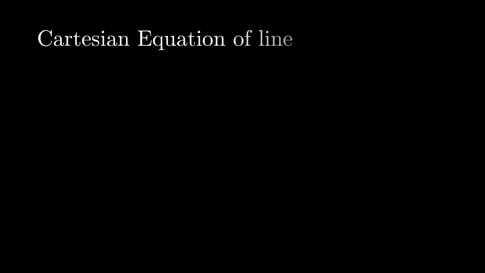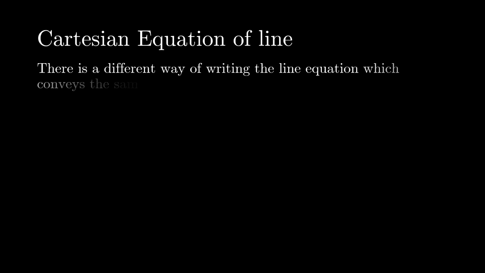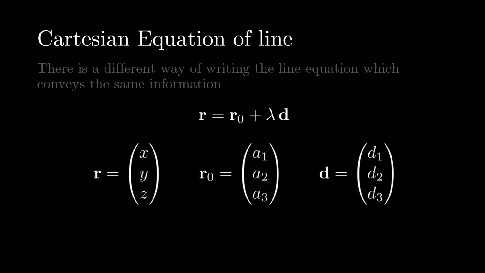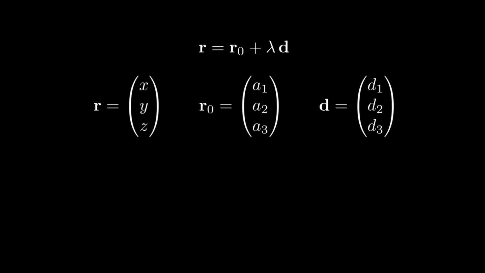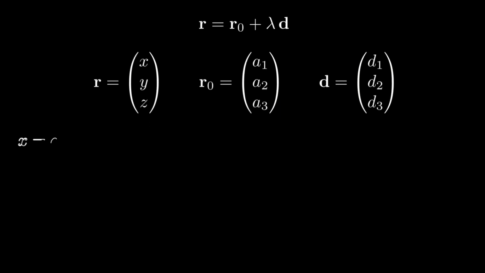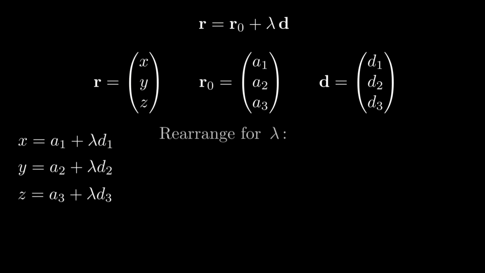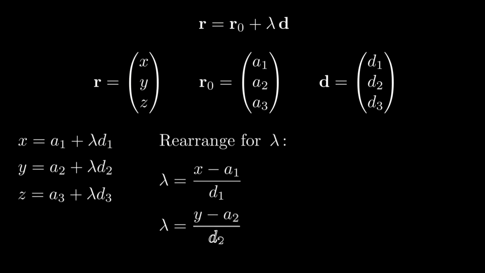Now this was one way we can form the line equation. There is another way of forming the line equation, which is known as the Cartesian equation of a line. And this is a different way of writing the line equation, which conveys the same information. So we can derive it here, using the initial equation and defining some general points. So defining R, R0, and D, we can form the components and then rearrange for lambda.